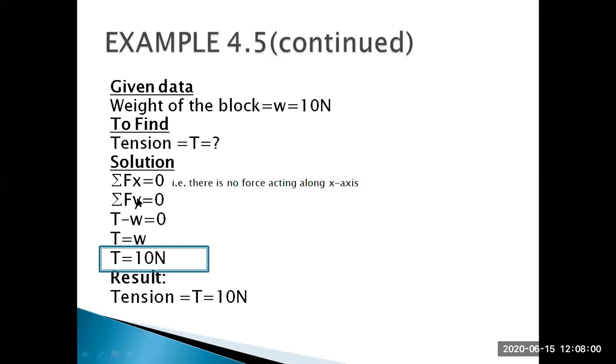So I am putting summation of Fy is equal to T minus W. T is the vertical force, W is also the vertical force, but they are in the same line of action. So minus W is shifted to the other side, so T will be W. Since we are given W is equal to 10 Newton, our tension will be 10 Newton. So our result is tension T equals 10 Newton. So this is the end of example 4.5.